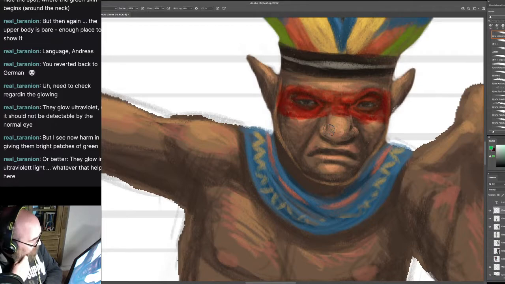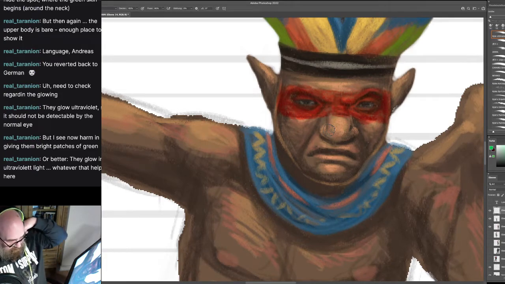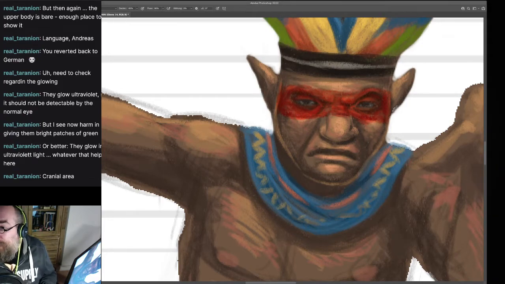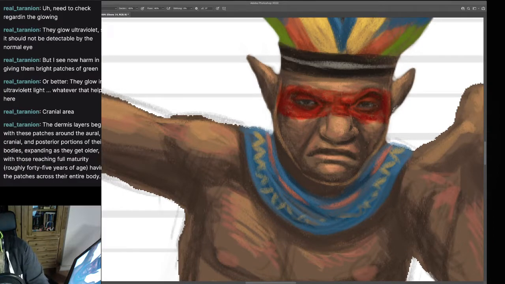Terranion, can you tell me once again where those patches form first? So head, I think it was neck and shoulders, and not the face at first, but I may be wrong. That would be helpful to know. Cranial area. Let's have to look up what cranial area means in German.